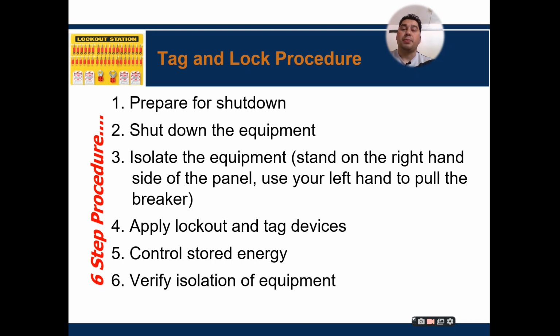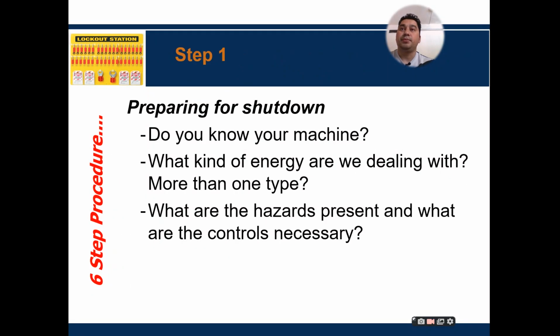Stand on the right hand side of the panel. Use your left hand to pull the breaker. Apply the lockout and tag devices to make sure that you lock the machine and tag the devices. Control stored energy. Whatever stored energy is in the machine or equipment, you have to remove that also. Verify isolation of equipment. You have to verify whether the equipment is properly isolated or not.